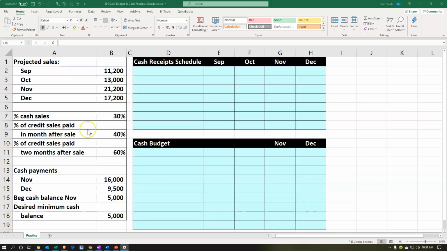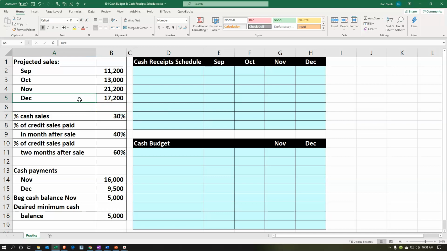Here we are in Excel. We have our information on the left-hand side. We're going to put that into the blue area into our worksheet on the right-hand side, including a cash receipt schedule and a cash budget. So the cash receipt schedule is going to give us those cash flows. The cash budget then is going to tell us where we stand in terms of total or overall cash flow, giving us the beginning balance in cash, the cash flow that happens, and then ending with the ending balance in cash. Let's take a look at our information on the left-hand side.